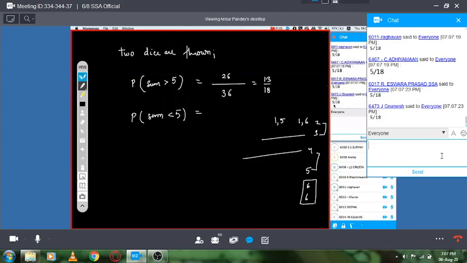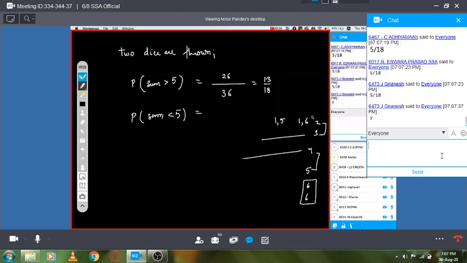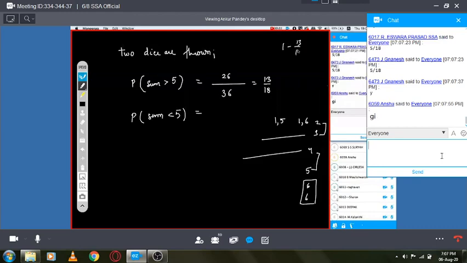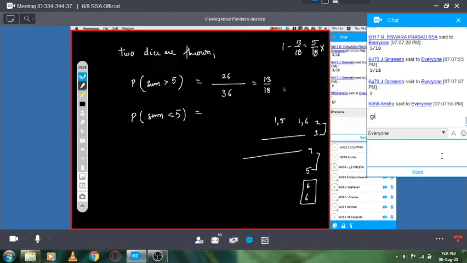Because in 5 by 18, Ganesh, you have included equal to 5 also. That is why. You getting my point? Everyone got it? In 5 by 18, you did 1 minus 13 by 18, so it is coming out as 5 by 18. It's wrong. Why? Because you have included equal to in that. Okay.